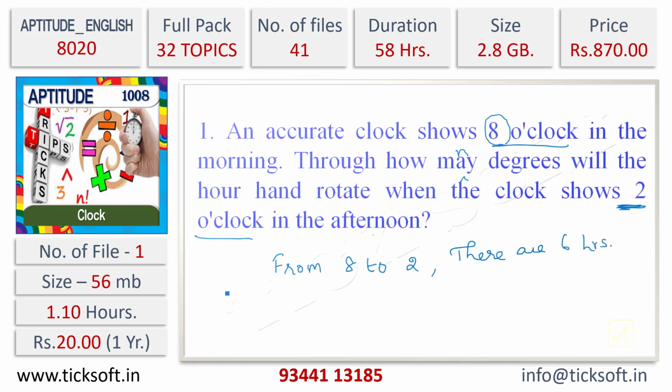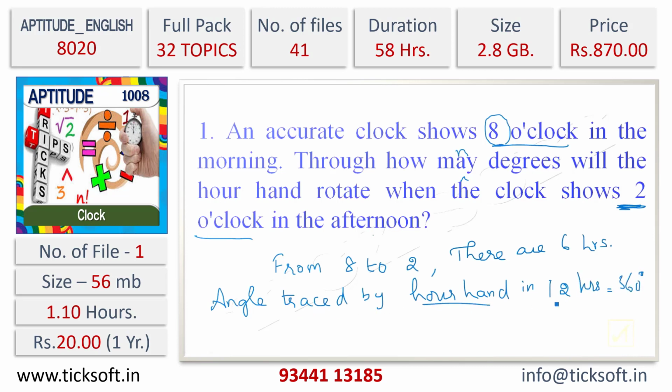Now we already know the angle traced by our hand in 12 hours, isn't it? So here angle traced by our hand in 12 hours. So this is equal to what? This will be equal to 360 degree, because this is the angle traced by our hand in 12 hours. So that will be equal to 360 degree. Now here the hours is 6. So therefore we have to find the angle traced by the hour hand in 6 hours.